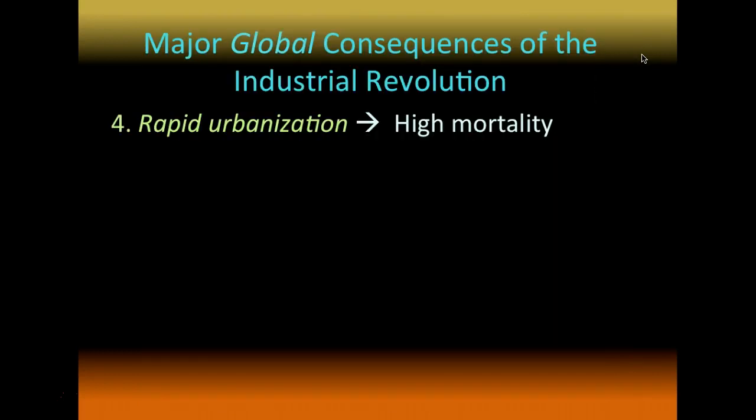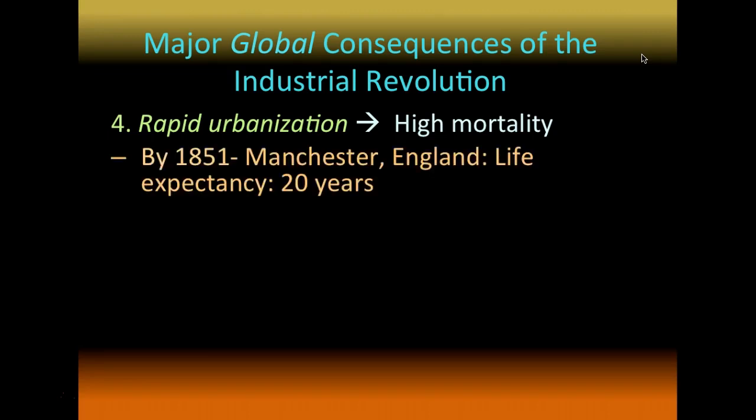Okay, rapid urbanization. So cities are built really, really quickly, generally right near factories. And these factories and the apartments that are built are not built properly. They are built, say, for 10 families to live in, and instead 40 families are living there. And this leads to high mortality, high death rates. These are some of the major global consequences of the Industrial Revolution. It doesn't just affect people in Britain, but across the globe.